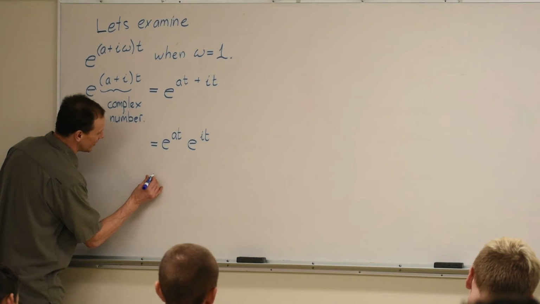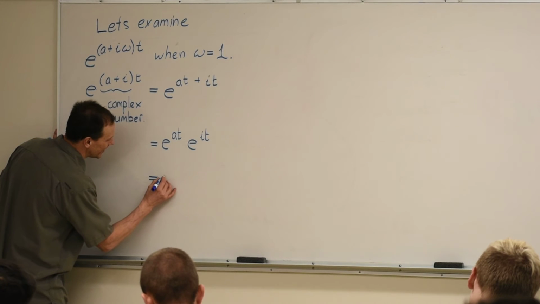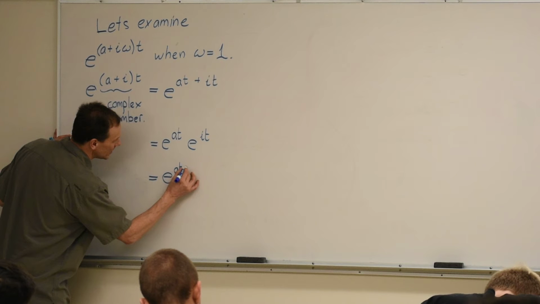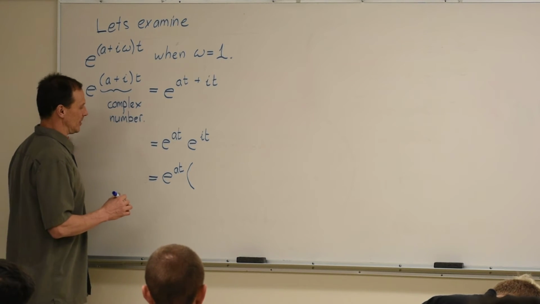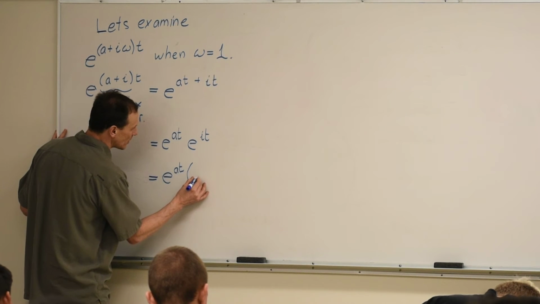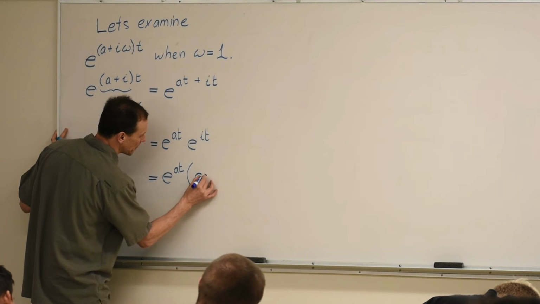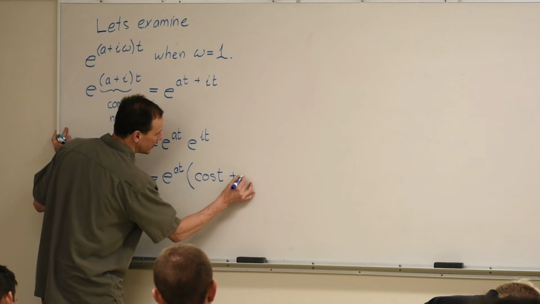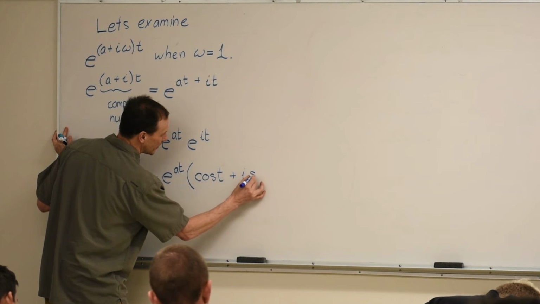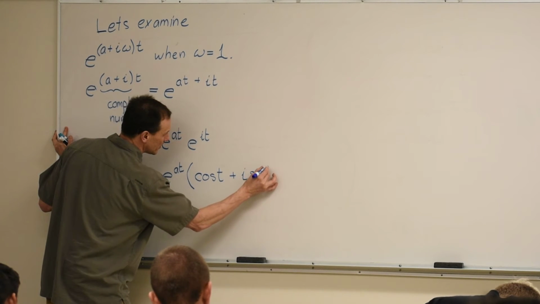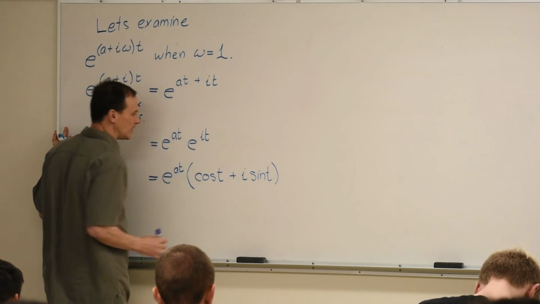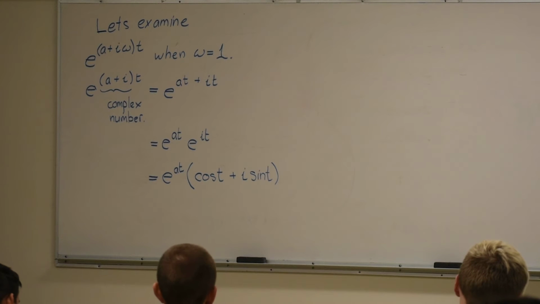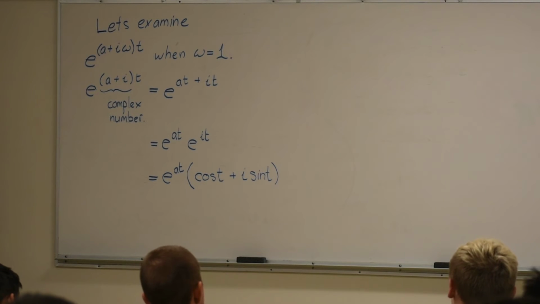Okay, let's take it one step further. One step further says that is Euler's identity. This is going to be e to the at, parentheses, cosine of t plus i sine t. So, the graph.